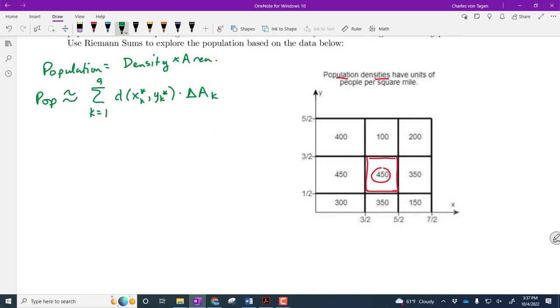So let's actually compute this, folks. This sum for the first rectangle here is going to have a density of 300, and then let's multiply it by the area of that rectangle. What's the area of that rectangle? Well, it's 3/2 times 1/2. For this first rectangle right here.